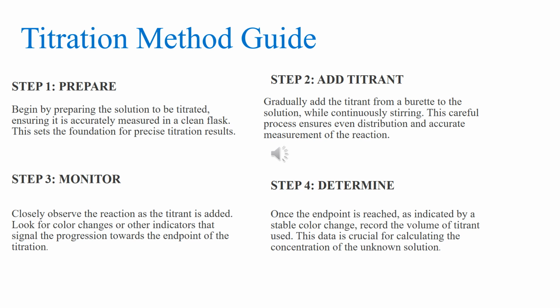Okay, here is the titration method, how the titration is conducted. The first step is preparation. Begin by preparing the solution which is to be titrated, ensuring it is accurately measured in a conical flask. This sets the foundation for precise titration results. The second is add titrant. Gradually add the titrant from the burette to the solution while continuously stirring. This careful process ensures even distribution and accurate measurement of the reaction.